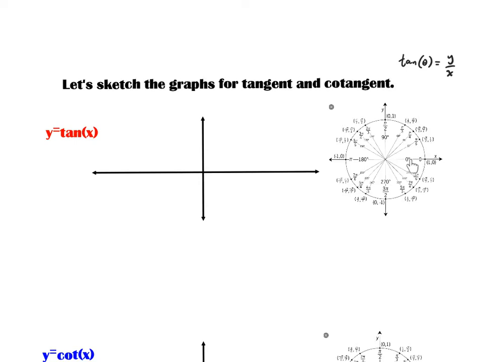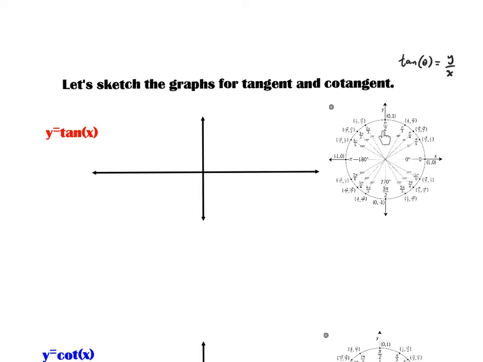So our tangent at 0 degrees is 0 over 1, which is 0. Our tangent at pi over 2 is 1 over 0, which is undefined. Tangent at pi is 0 over negative 1, which is 0. Tangent at 3 pi over 2 is negative 1 over 0, which is undefined. You'll see this repetitive pattern where any multiple of pi, 0, pi, 2 pi, 3 pi, 4 pi, 5 pi, 6 pi, etc., we will get an output of 0.